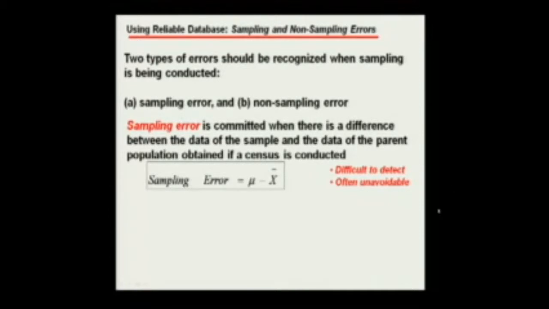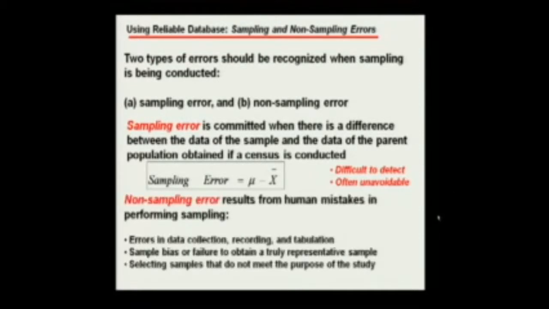The second type of error is what we call non-sampling error. This actually should be the focus of our attention when we take samples, because it results from human mistakes in performing sampling. Errors in data collection, for example, recording, tabulation, sample bias or failure to obtain a truly representative sample, selecting samples that do not meet the purpose of the study.